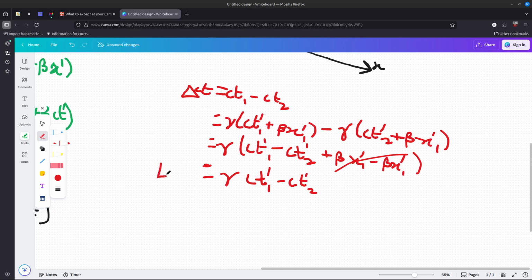So that's delta ct, and then if we cancel the c's, then we end up with that time interval is equal to, if we call this time interval delta t prime, then yeah.